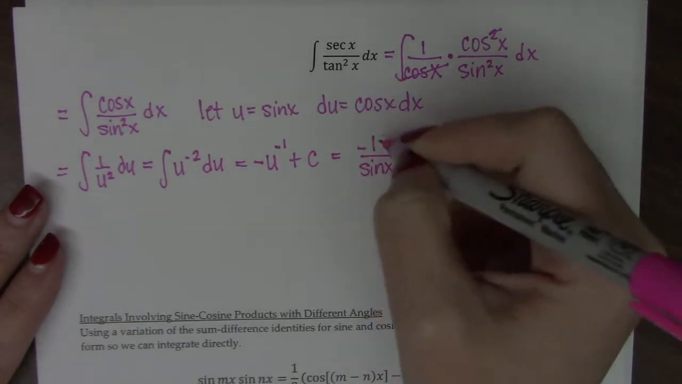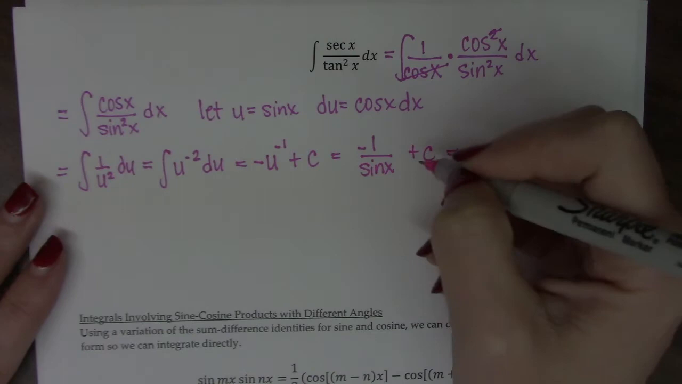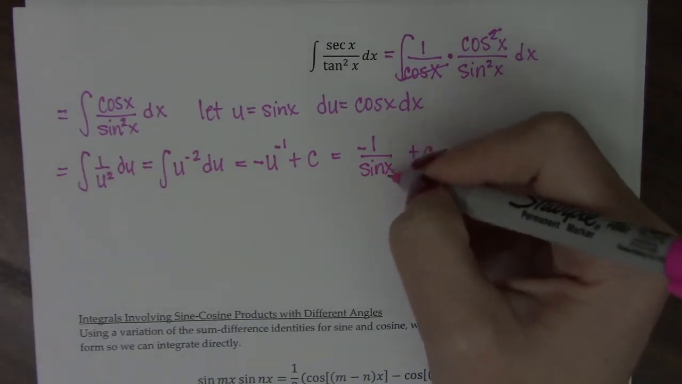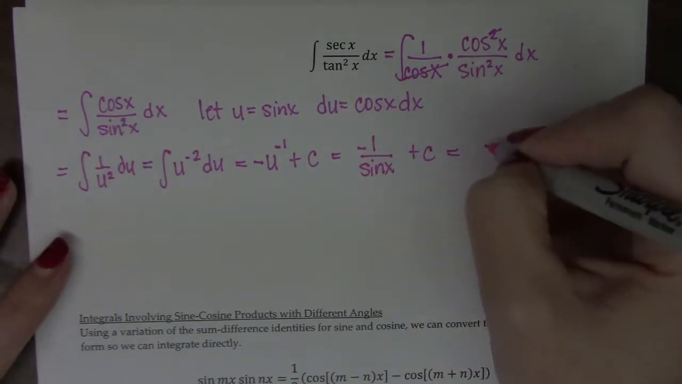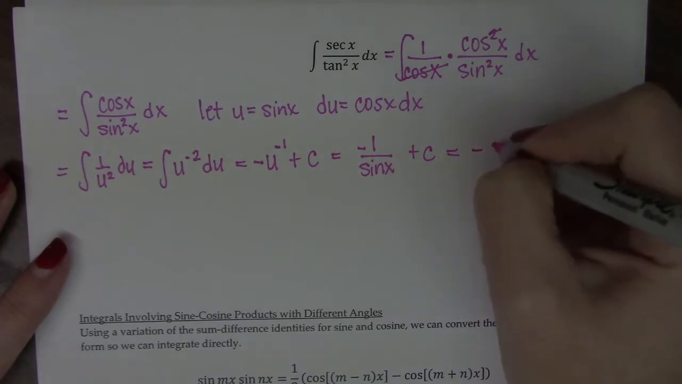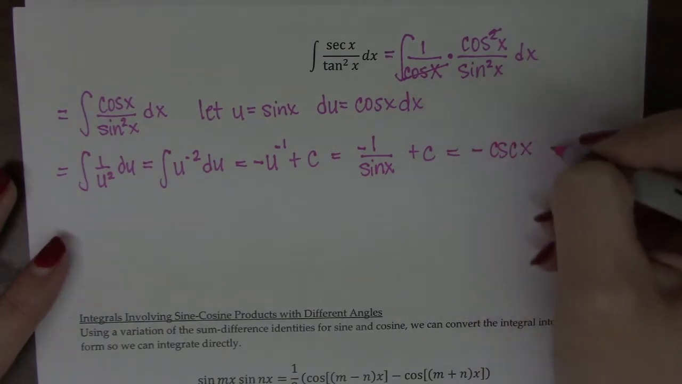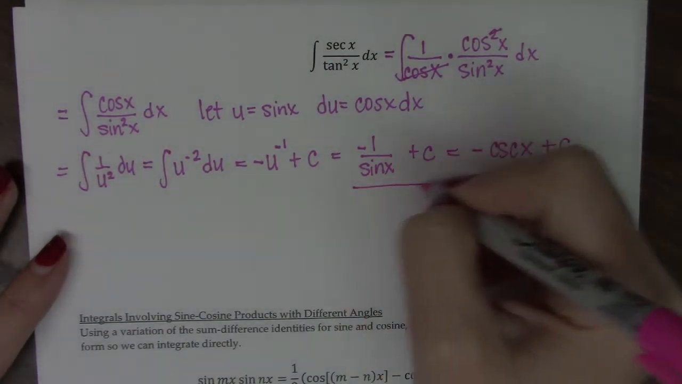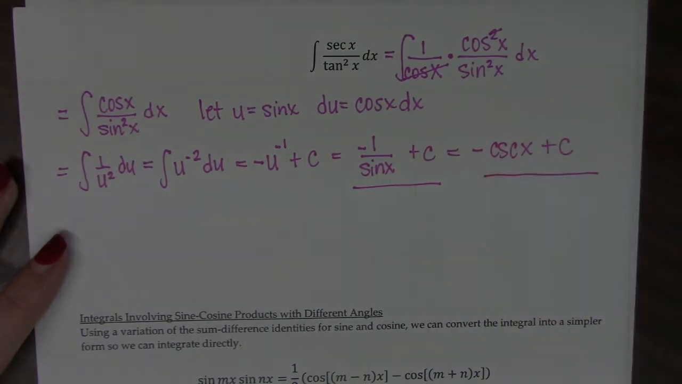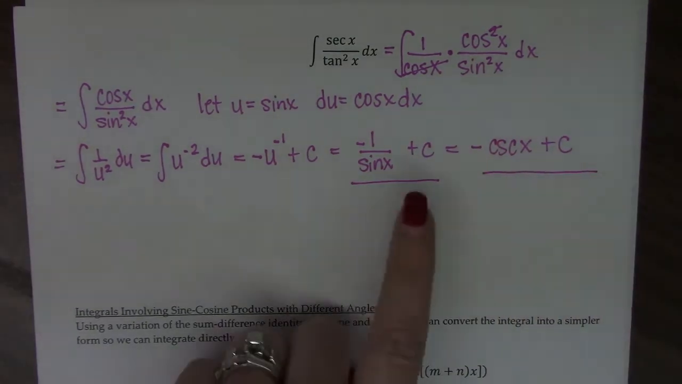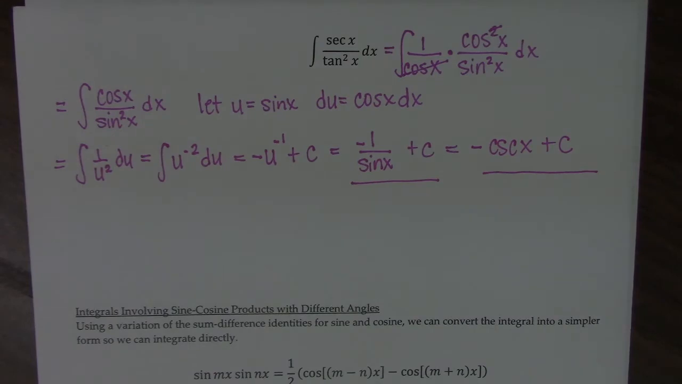So this is perfectly acceptable, but if you, for some reason, just want to write this without having sine x in the denominator, remember 1 over sine x is cosecant x. So these are actually equivalent answers. They're both correct for this integral, but I would be okay if you stop there.